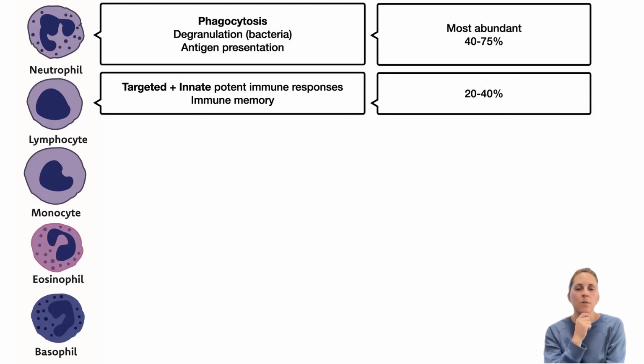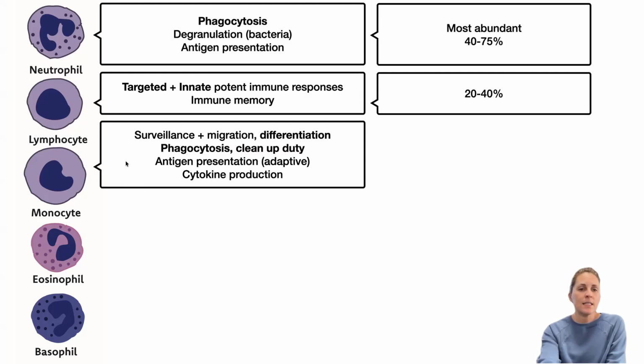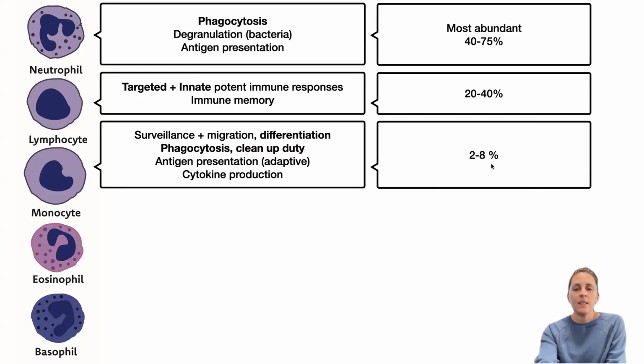And so these are our second most abundant white blood cells in circulation, which makes sense. They're highly specialized. You need them for immunological memory. And these are for adults, not for children. It's going to look a little bit different because remember, these are acquired over time. And then we have our monocytes, and these ones are involved in surveillance and phagocytosis and cleanup duty. And these only make up about 2 to 8% of our white blood cells.